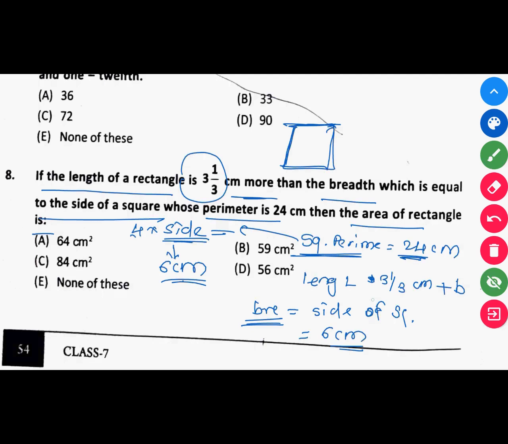Now we know the length is 3 1/3 centimeter more than the breadth. So length is equal to 3 1/3 plus 6 centimeter. 3 threes are 9 plus 1 is 10 upon 3, plus 6: 3 sixes are 18. So the length of the rectangle is 28 upon 3.